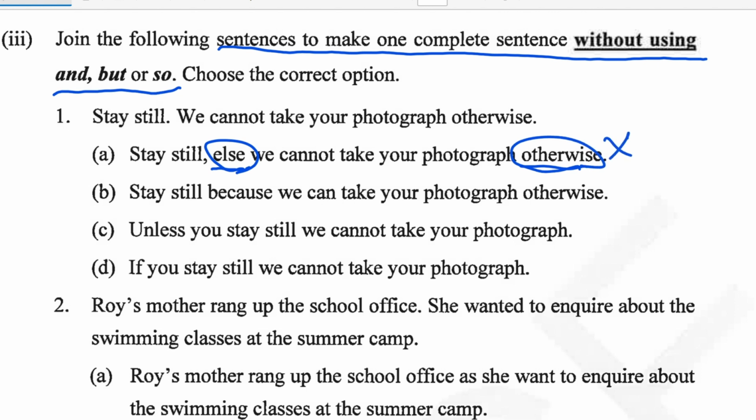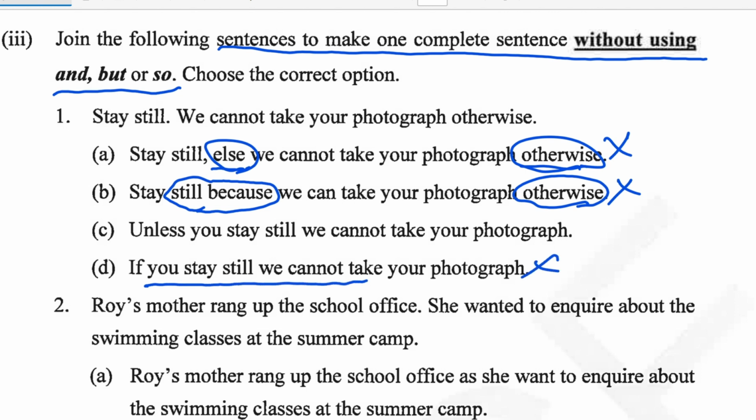This is wrong. Stay still, here also still, because is given and otherwise is given. This is also wrong. If you stay still, we cannot take. This is wrong. Unless you stay still, we cannot take your photograph. This is correct. Next one.